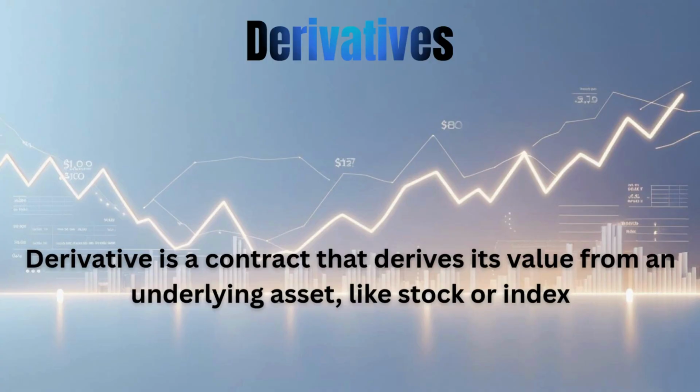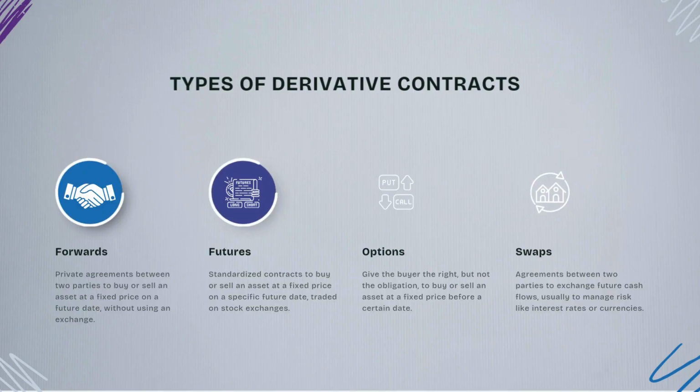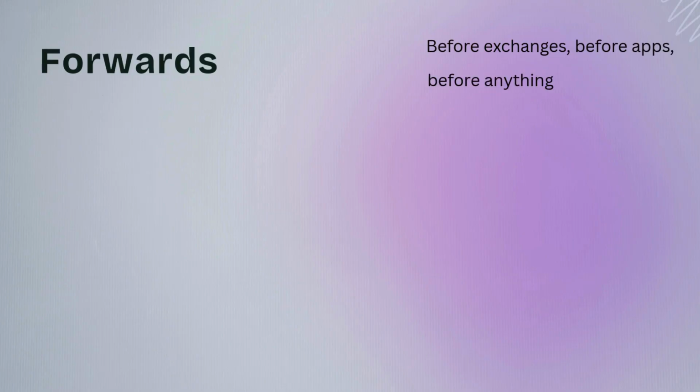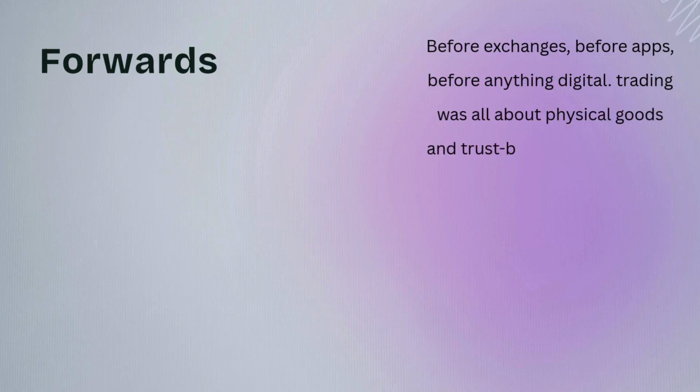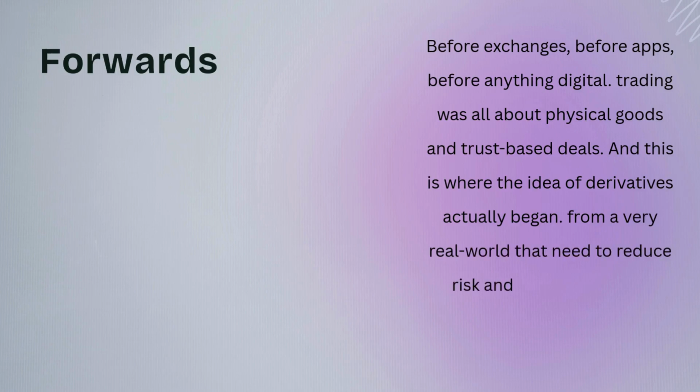for traders like us. To begin with, there are four major types of derivatives: forwards, futures, options, and swaps. Let's start from the beginning with forwards, the earliest form of derivatives. Before exchanges, before apps, before anything digital, trading was all about physical goods and trust-based deals. And this is where the idea of derivatives actually began, from a very real world need to reduce risk and bring stability to business.